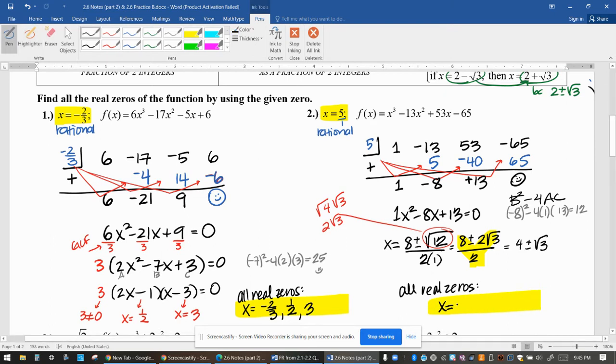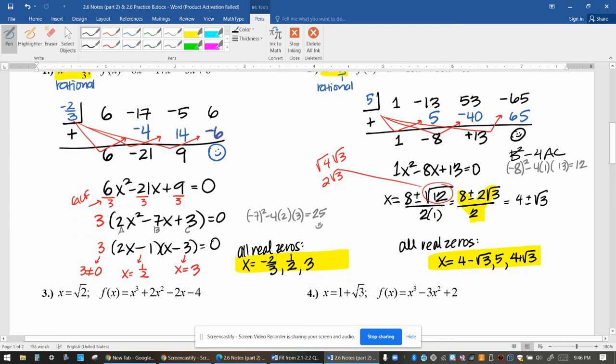The smallest zero would be 4 minus root 3. The next biggest would be 5. And then the last one would be 4 plus root 3. I will also accept if you just write 4 plus or minus root 3 and 5. But notice that whenever you have a zero like 4 minus root 3, then its conjugate will also be a 0.